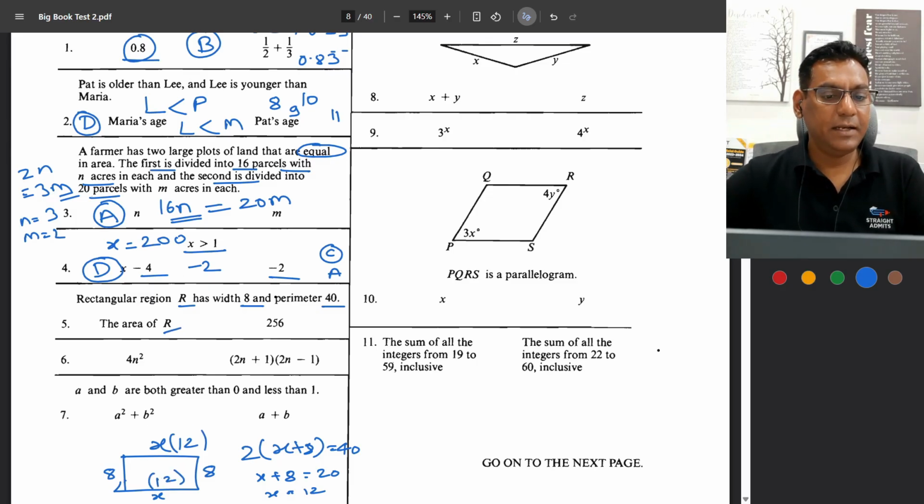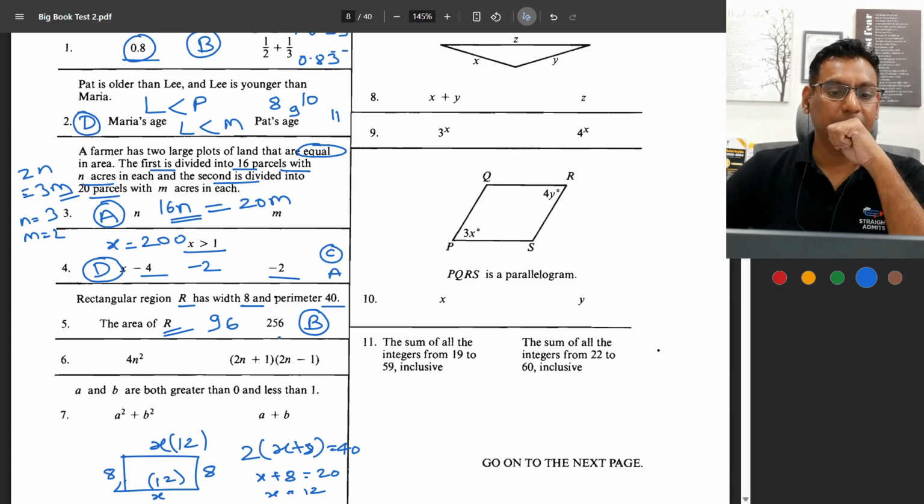Alright, so what's the area now? Area is length into the width or breadth. So 12 into 8, the area is going to be 96. Correct? And 256. So the answer is B. This is not even close. Right?